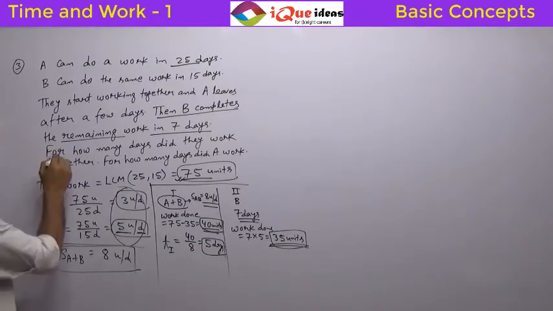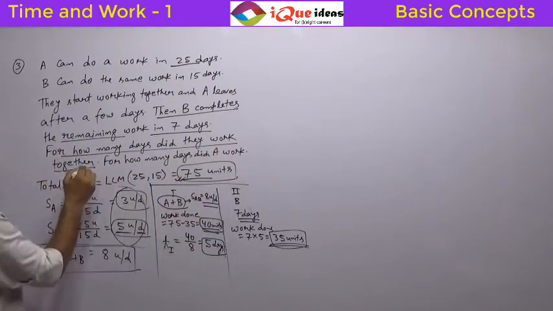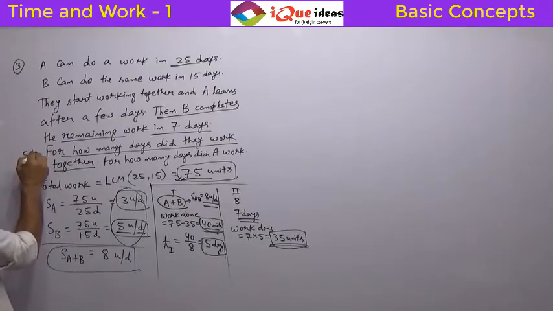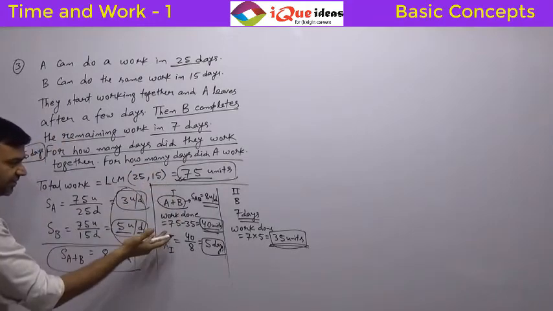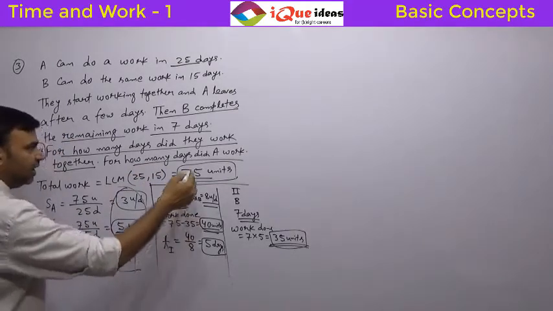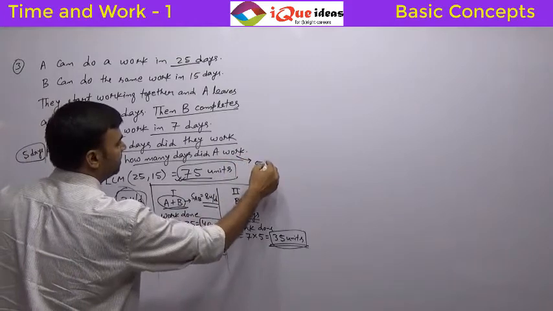So what is the question asking? For how many days did they work together? The answer is 5 days. For how many days did A work? A worked only in the first phase, the phase in which they were working together. So that answer is also 5 days.